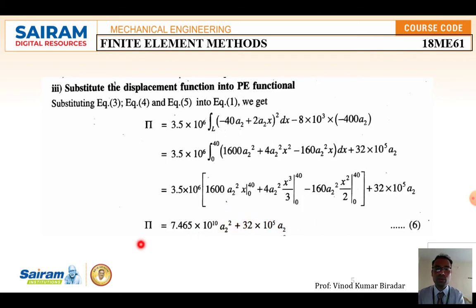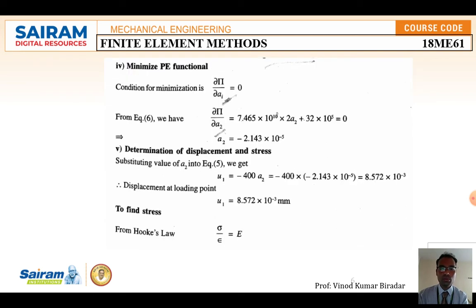Okay, so now you are going to get the potential energy function. Give equation number 6. Let us observe this equation. In this equation we need to calculate the A2 value, which is unknown here. The condition for minimum potential energy is that the potential energy is minimum, so with respect to A2, ∂π/∂A2 is equal to 0.